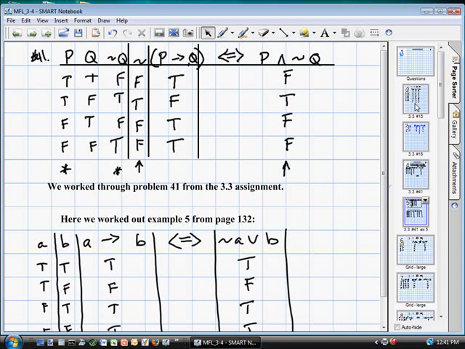Somebody else, was it someone else? You were going to ask one, yeah. 9 and 11. Okay, 9. If 2 plus 2 equals 22, then x minus 2 equals 5. And it says find all the numbers that will make it true. Now here's the tricky part to this.